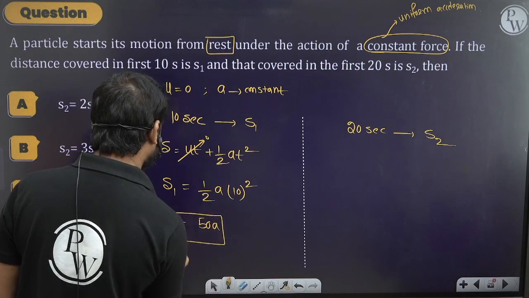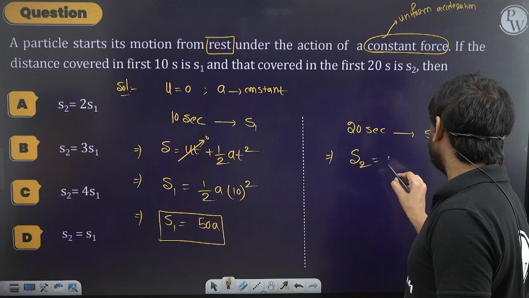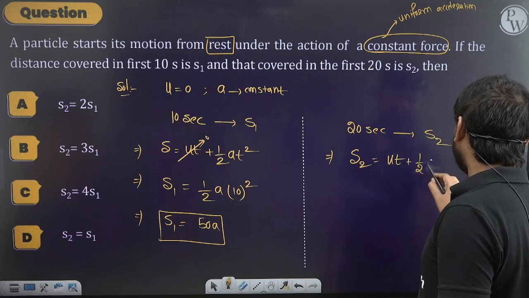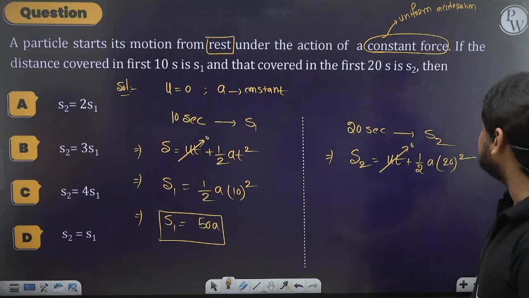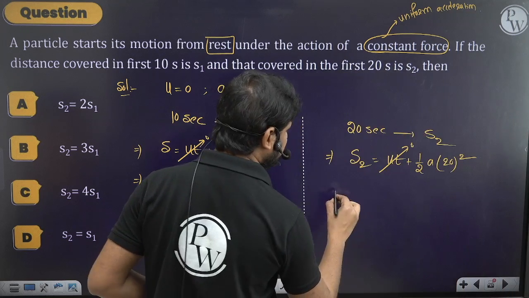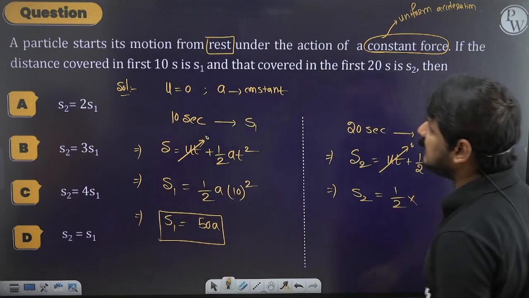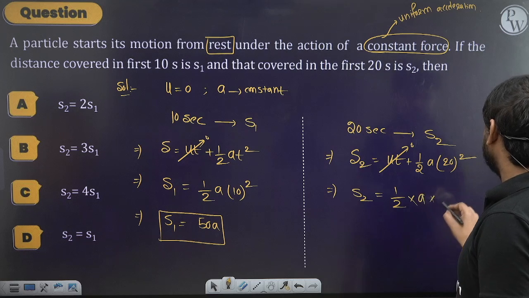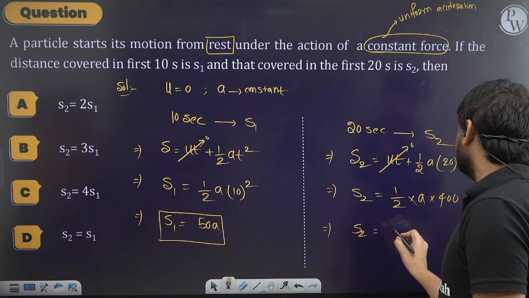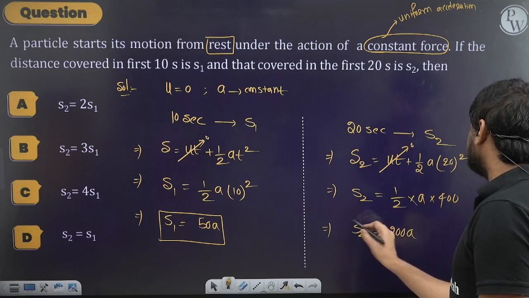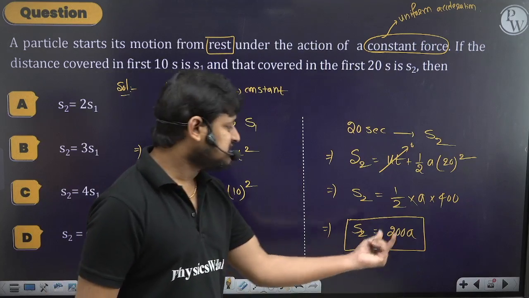This is s1. Then find the same information, s2 is equal to ut plus half a t square. What's the time? 20 whole square. However, the ut term is going to be 0 because the initial velocity is 0. So from here s2 is equal to half the acceleration a into 400. So 400 by 2 is 200, so s2 is equal to 200a. So s1 is 50a, s2 is 200a.